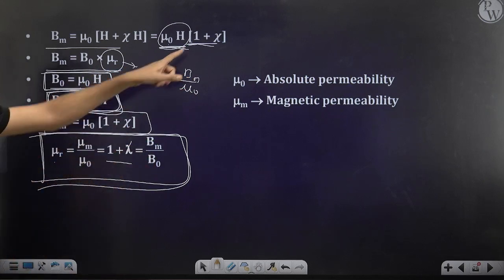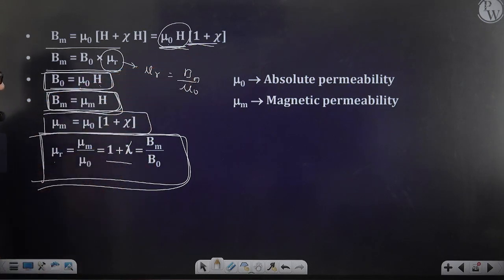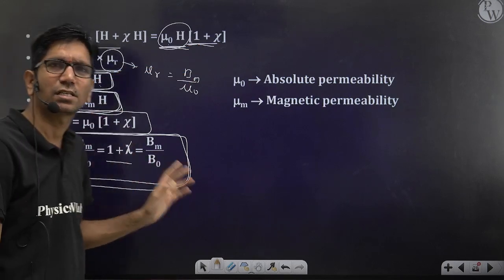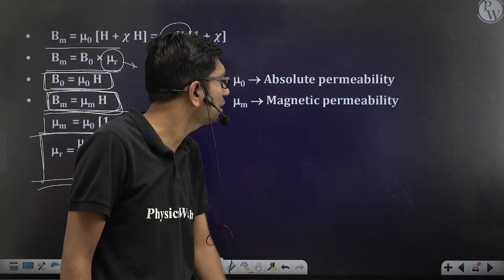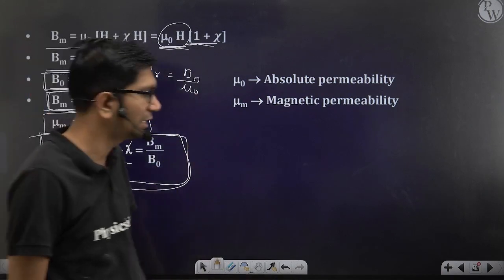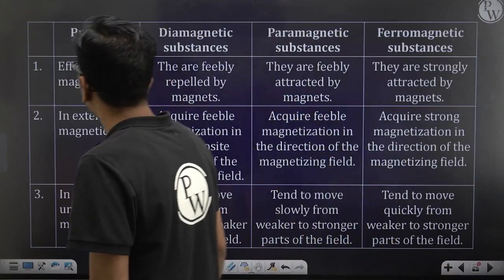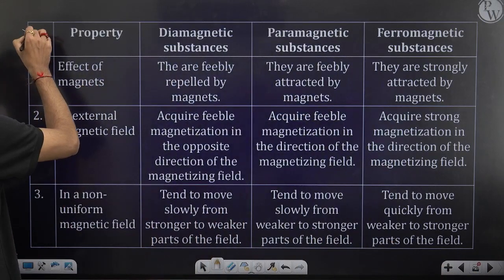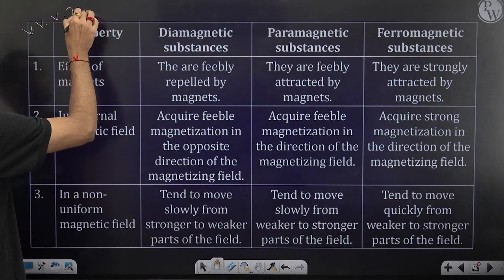Your mu m is what? Again, we can write it with 1 plus zeta. So this is mu m by mu naught also. You can just compare this. Here mu naught is nothing but the absolute permeability and mu m is the magnetic permeability. Right, beta?